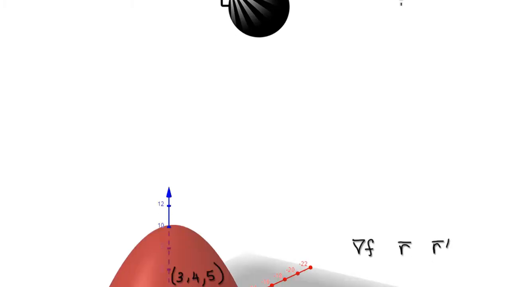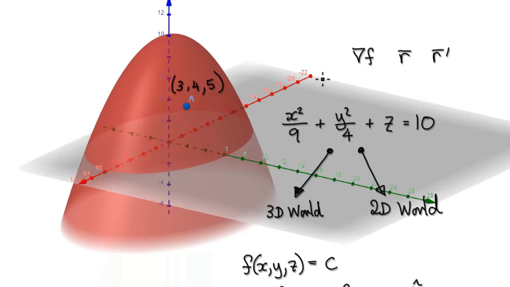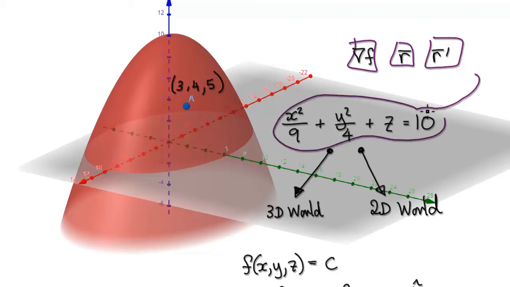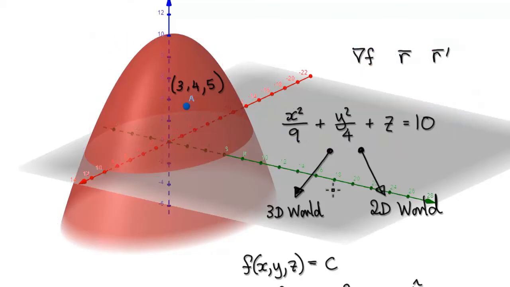In this video, I'm going to show you the connection between grad f, position vector, and velocity vector for a given surface. So punch this surface in GeoGebra 3D. So that will then give you this surface here. We are looking at this specific point here, 3, 4, and 5. So 3 across, 4 in the y direction, and then 5 up in the z direction.